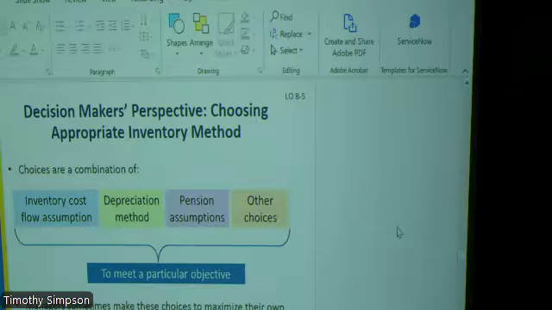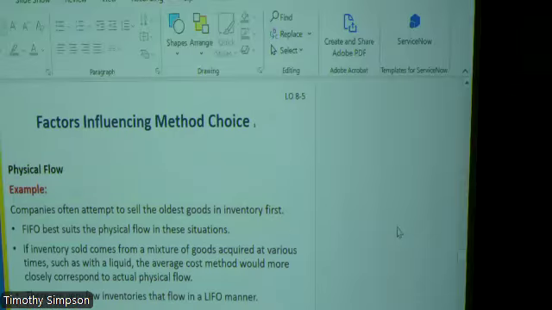So let's talk about the appropriate choices that are being made. Some of this involves, what is the physical flow? FIFO best suits the physical flow. I don't think there's any question that in the vast majority of cases in which companies have inventory, FIFO makes the most sense. Anybody who's worked in any situation in which there's inventory knows that you want to rotate inventory to sell the oldest stuff first and the newest stuff last. As new stuff comes in, you move that to the back and you want to sell the oldest stuff. So FIFO makes sense. It's the most logical flow.